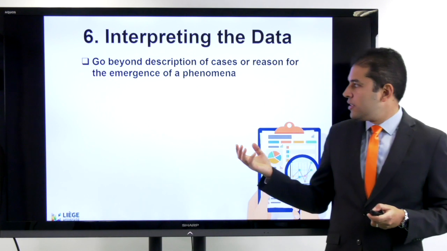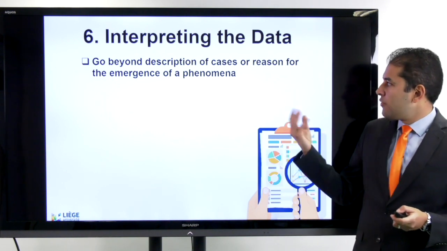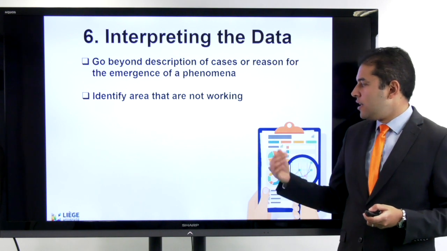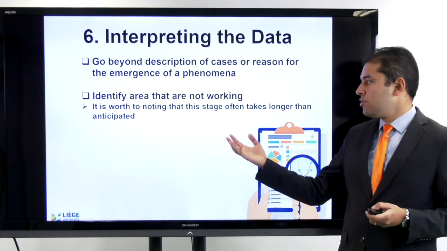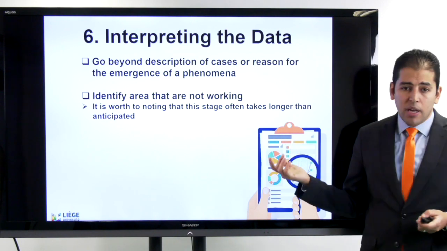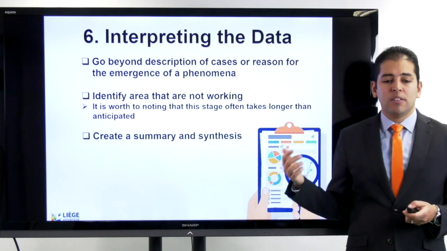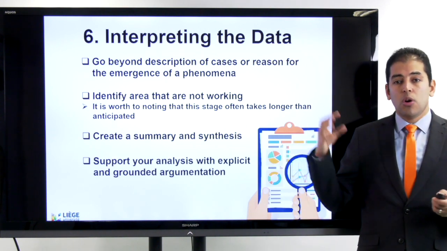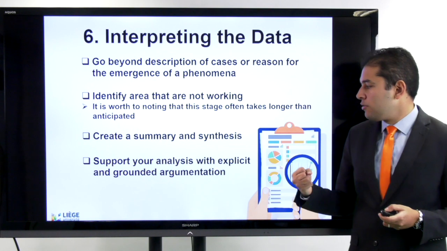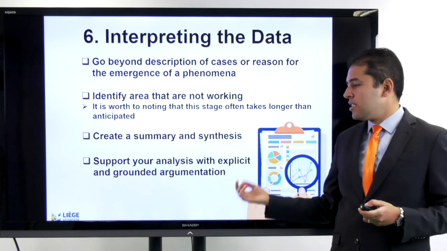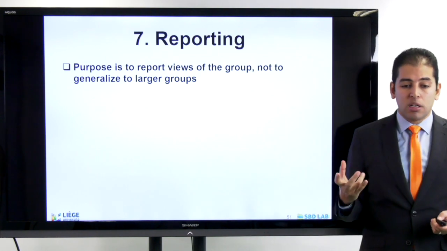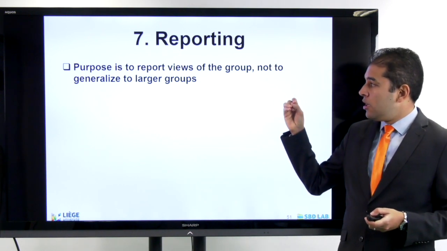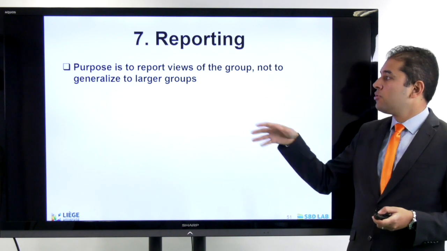Now, the interpretation of the data can go beyond the description of the cases and reasons of emergence of phenomena. You have to identify the areas that are not working in your coding. It's worth noting that this stage often takes a longer time when you start the interpretation, and you have to create a summary and synthesis, and you have to create a report including all these focus group discussion outcomes, and you should support your analysis with explicit and grounded arguments. Finally, the reporting: you have to have a purpose to report your views of the group, not to generalize.